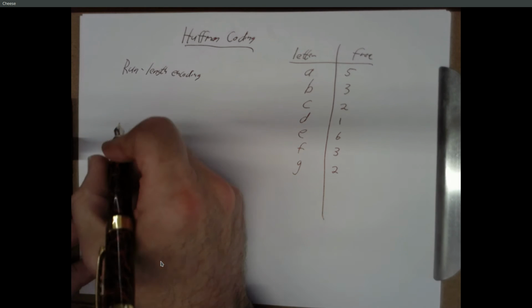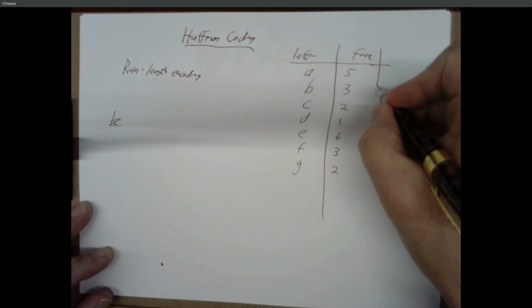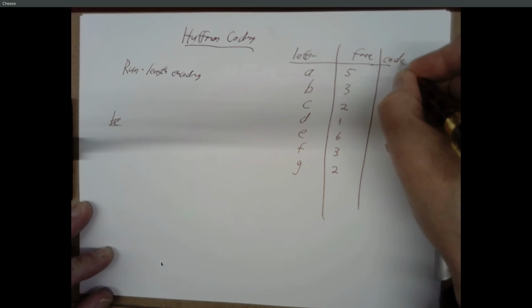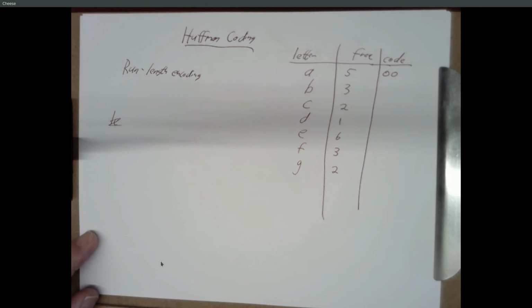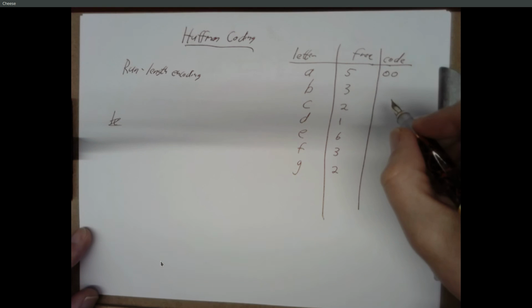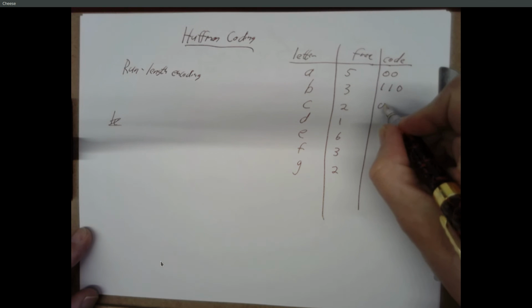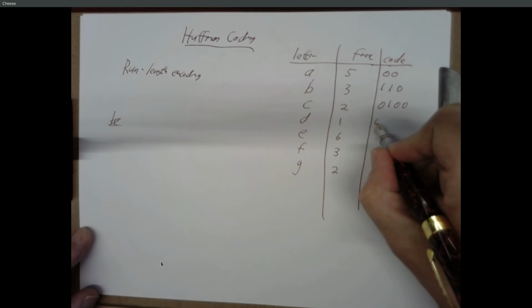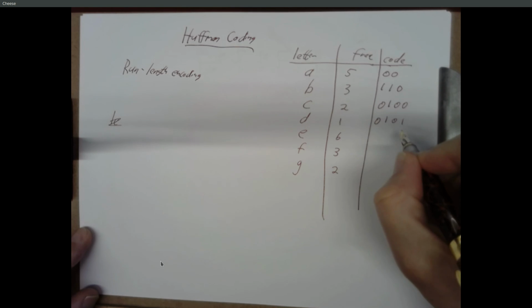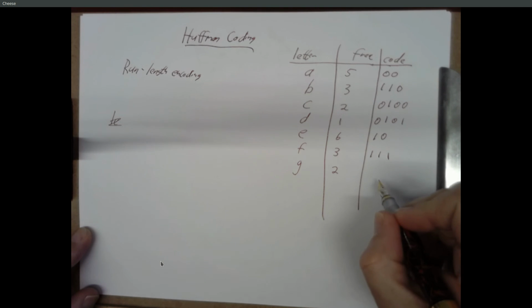But let me show you a different coding. Here's the coding that a Huffman algorithm might come up with. A is going to be 00. B is going to be 110. C is going to be 0100. D is 0101. E is 10. F is 111, and G is 011.